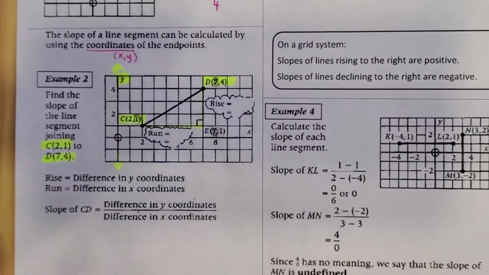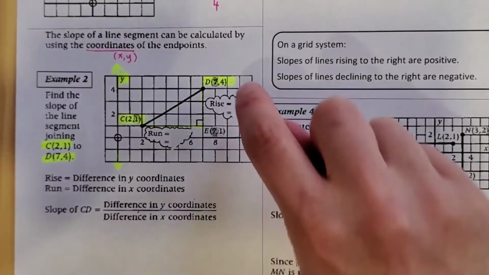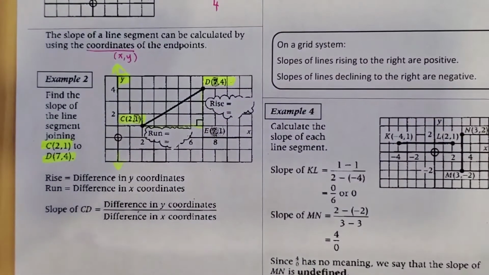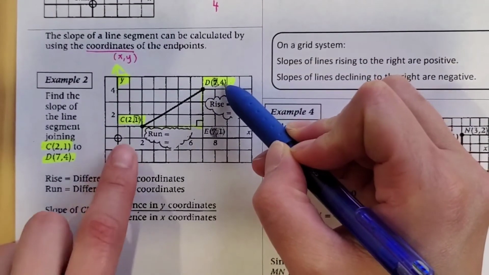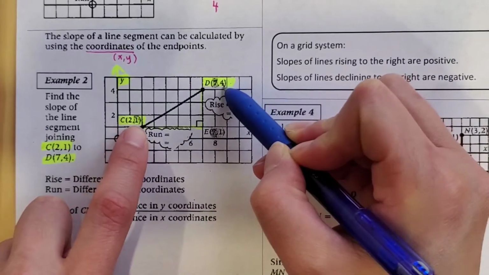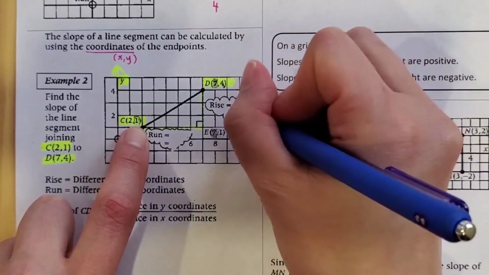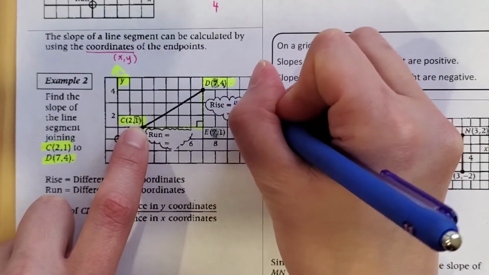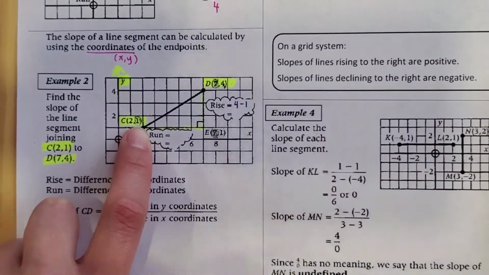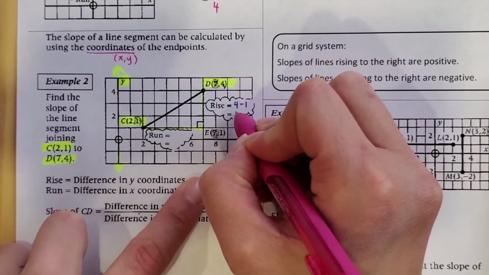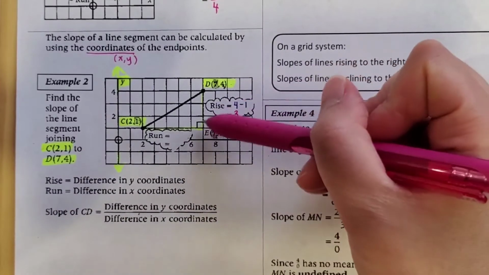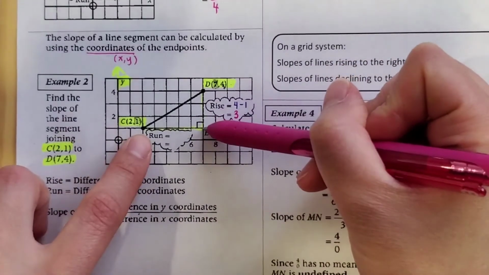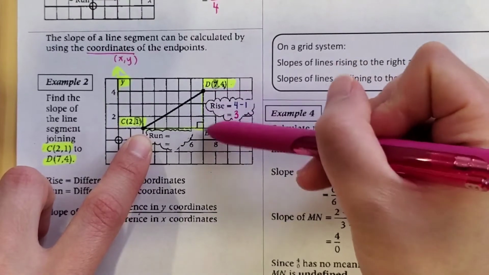So with that, you take the Y values and you figure out what the difference is between the two Y values, 4 and 1. So you're going to say 4 minus 1. 4 minus 1, that equals 3. Okay? And if you notice, if we count the rise, it goes 1, 2, 3. So it equals 3.